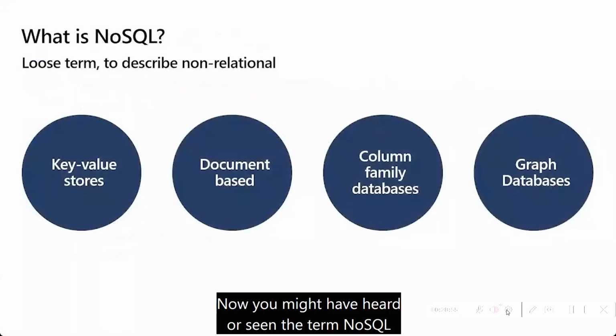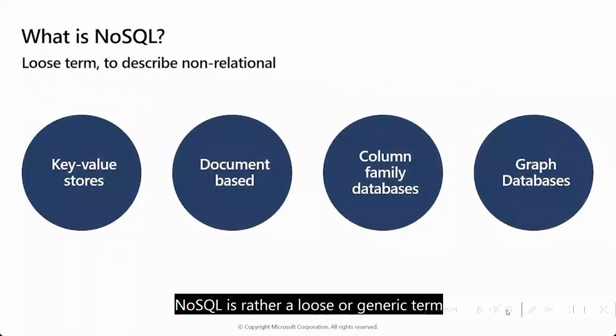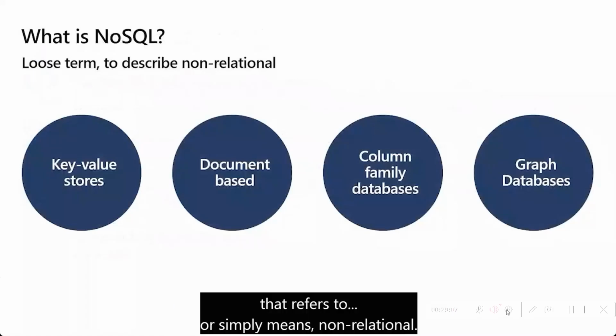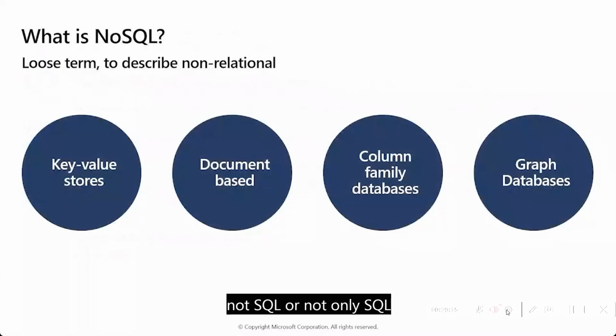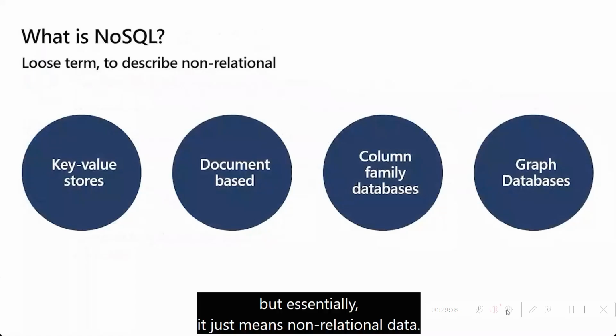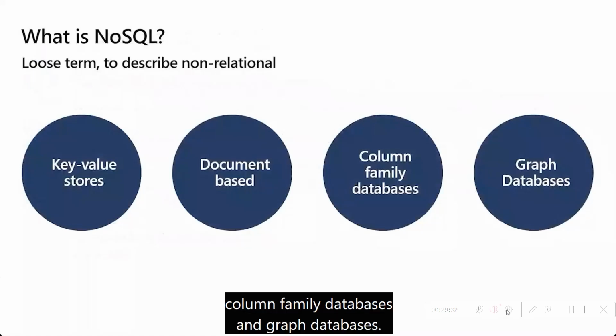Now, you might have heard or seen the term NoSQL floating around when you're reading about non-relational databases. NoSQL is rather a loose or generic term that simply means non-relational. Some people debate whether NoSQL means not SQL or not only SQL, but essentially it just means non-relational data. Now, NoSQL or non-relational databases generally fall into four categories. So we have key value stores, document databases, column family databases, and graph databases.